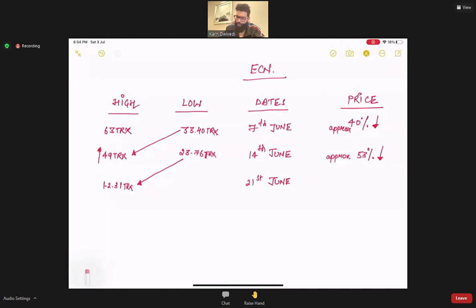Let me do it differently, okay? So now it was like, and you can check these prices from the graphs. You don't have to. You can go on your swap, open the graph and you can see. 21st June, this was the opening price. And it came down to 18.61 TRX, right?